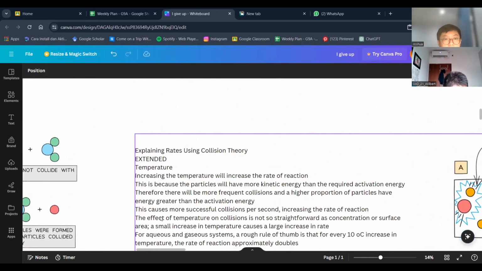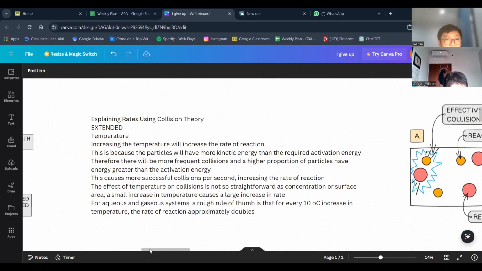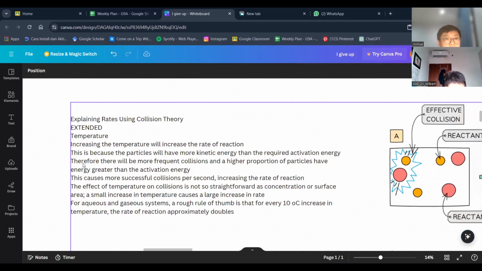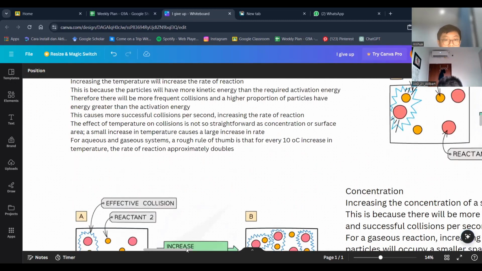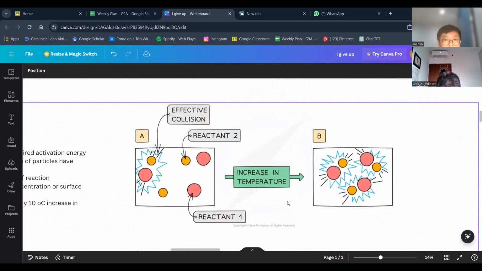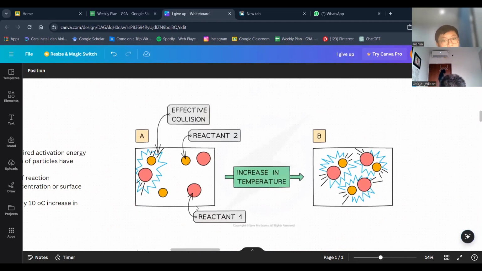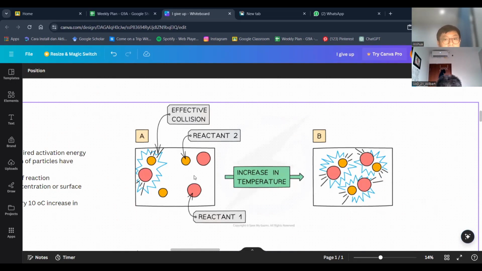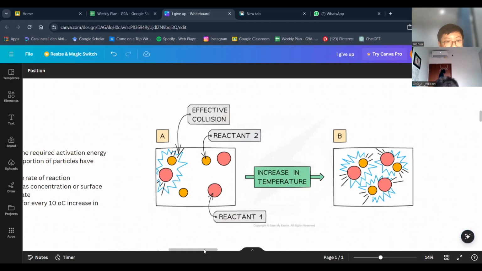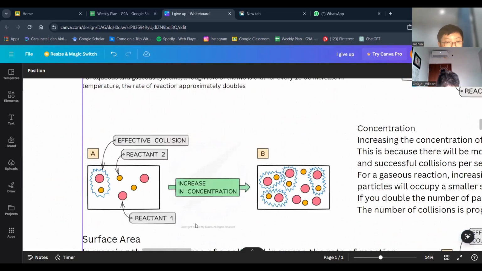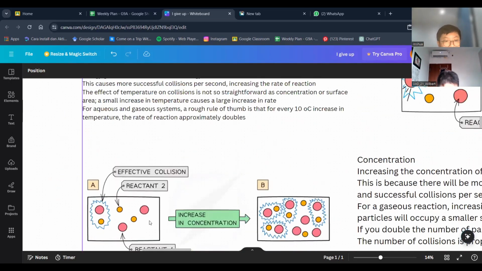So to follow that, for temperature, it'll increase the rate of reaction because there's more kinetic energy, and you can see it here. When you increase the temperature, they'll collide more often because there's more heat there compared to the lower temperature, where, as you can see, the particles are not moving as fast. And then next, this one is concentration.